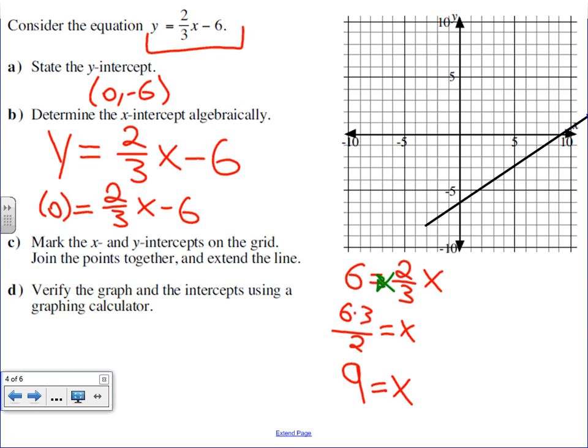Okay. Part C. Mark the x and the y-intercept. You guys don't actually have the graph yet on your page, so you should write your dots in. The y-intercept was down here at (0, -6), and the x-intercept is up here at (9, 0). Then just connect those dots, and you have your graph. So that's a second way to figure out how to draw graphs when given the equation.